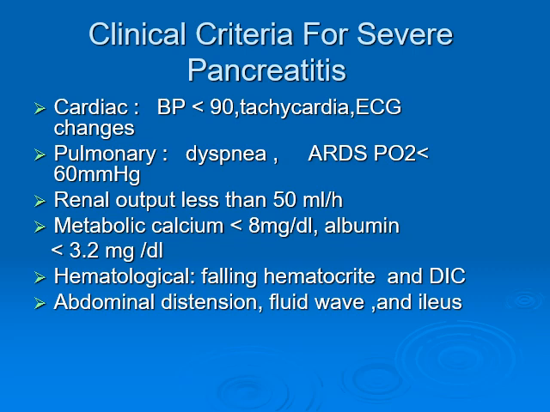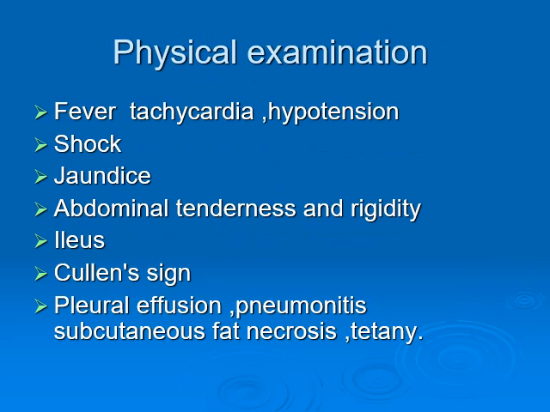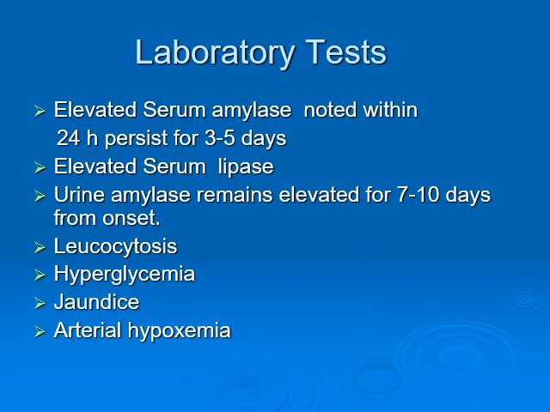Hematological findings in the form of disseminated intravascular coagulation with falling hematocrit, abdominal distension due to pancreatic ascites, tetany with subcutaneous fat necrosis, which is commonly seen around the legs.